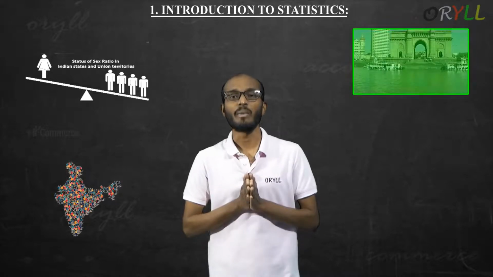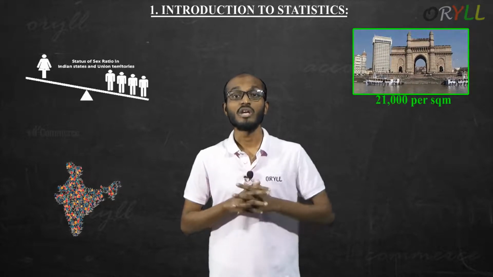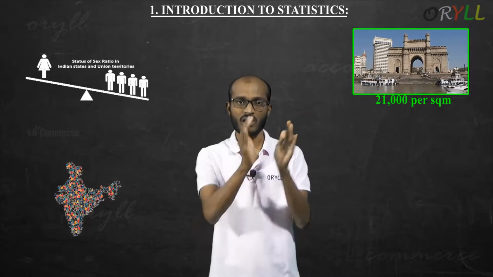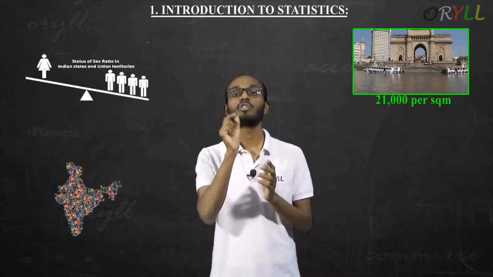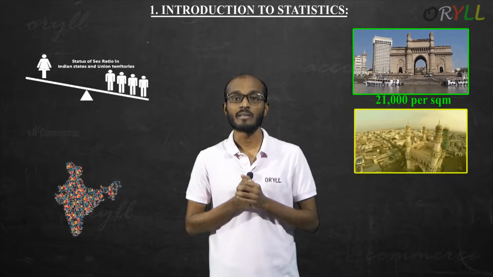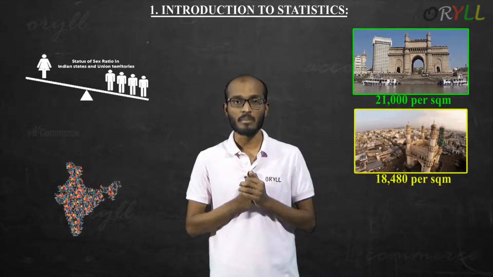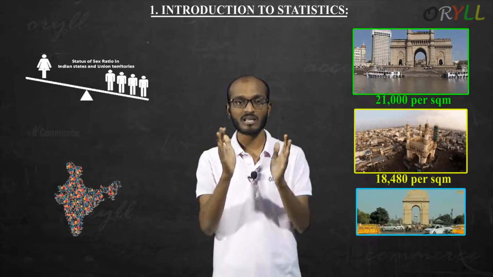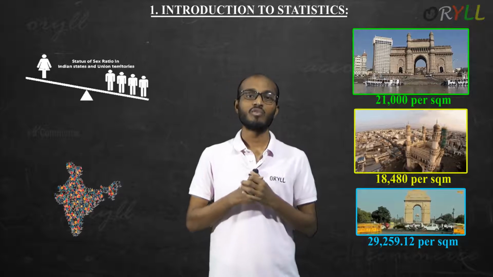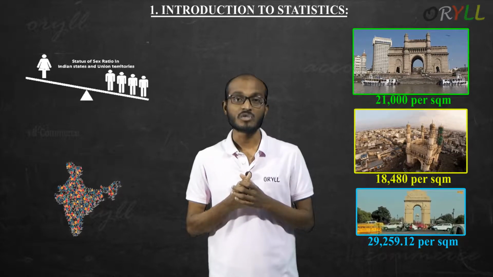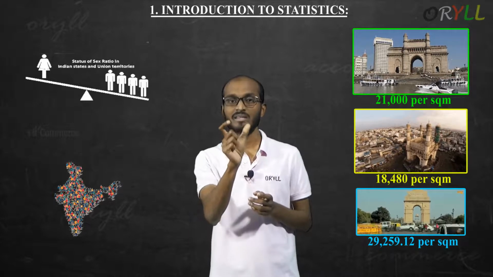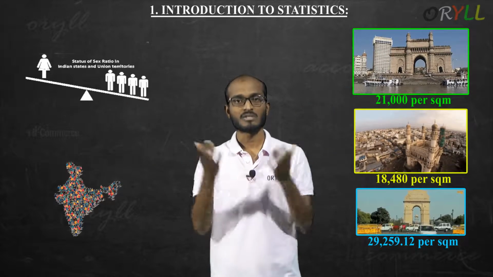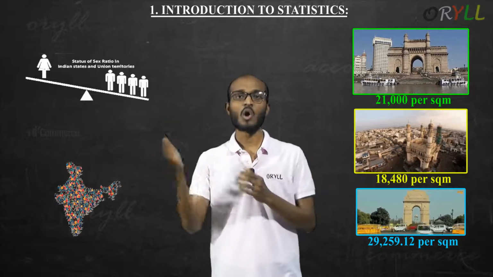In Mumbai, the present population density is 21,000 people per square kilometer. What do you mean by this? In Mumbai city, for every square kilometer, there are 21,000 people. Whereas in Hyderabad, it comes to 18,480 people for every square kilometer. Whereas if you go to Delhi, the population density is 29,259.12 per square kilometer. For each square kilometer, you can find this many people in one place. Maybe throughout India it is not spread in the same way, because these are the major cities that are developed in our country. All the people used to come here.